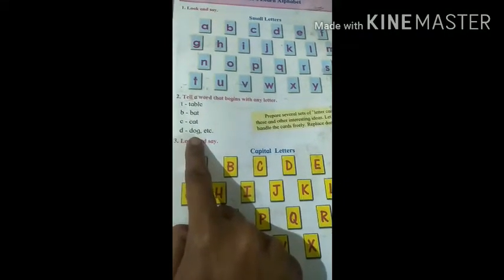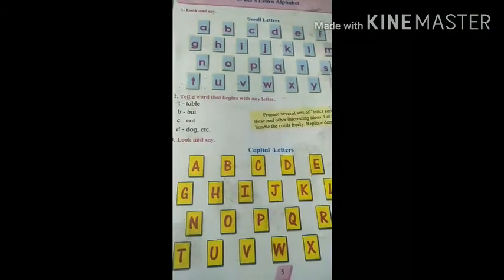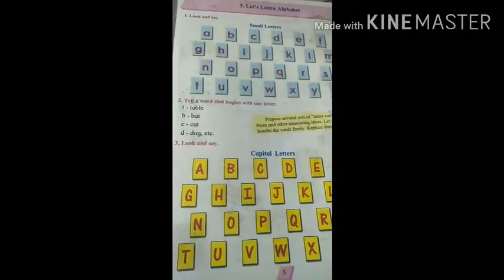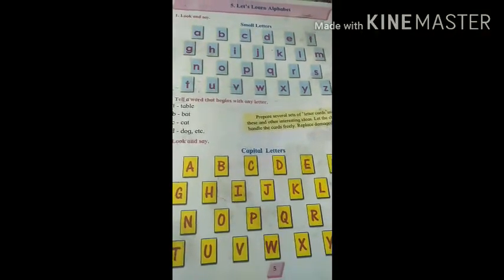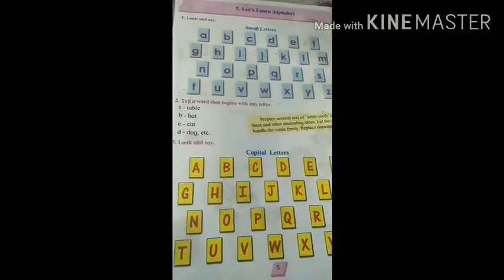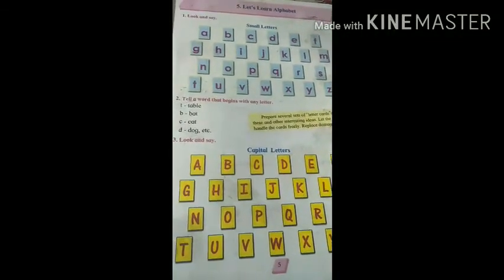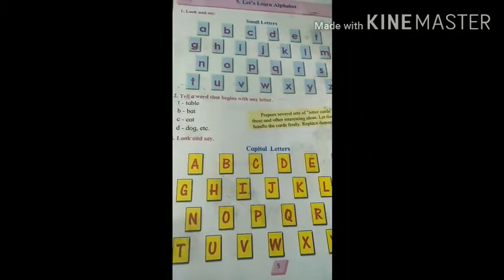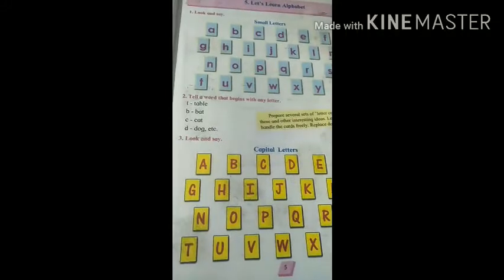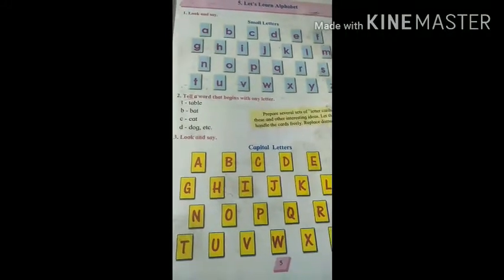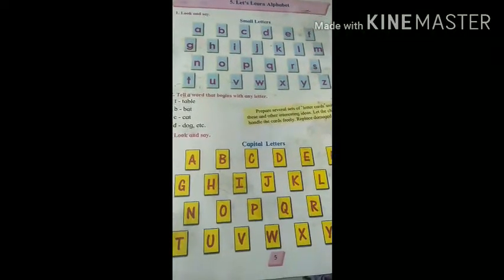Very good, students. Like this, students, we can find more and more words from these alphabets. All words start with these alphabets only. So there are a lot of words, and we can play a game also like this, and we can find more and more words from these alphabets. So students, you have to find three words from all these alphabets.